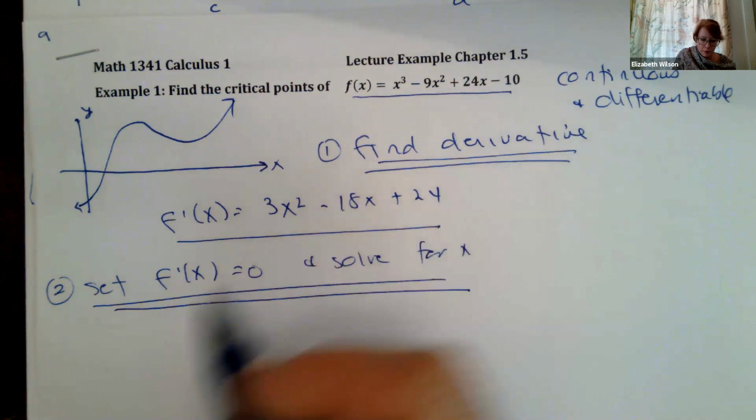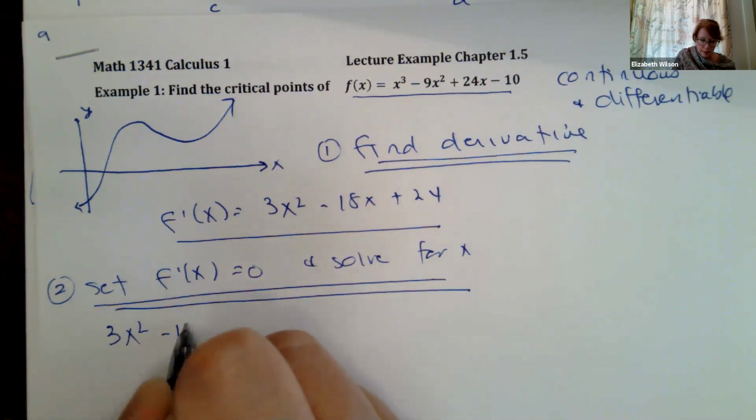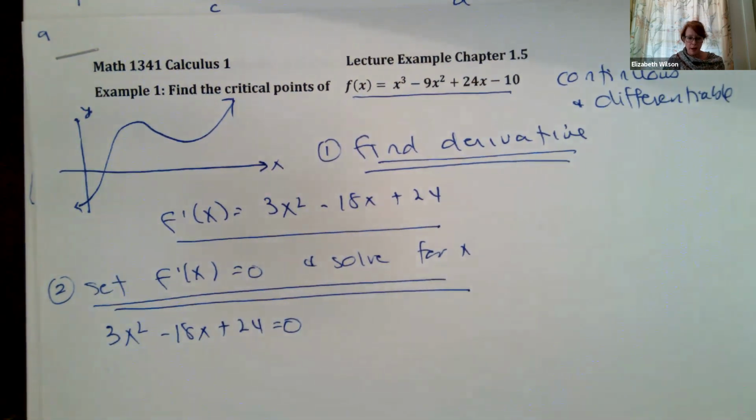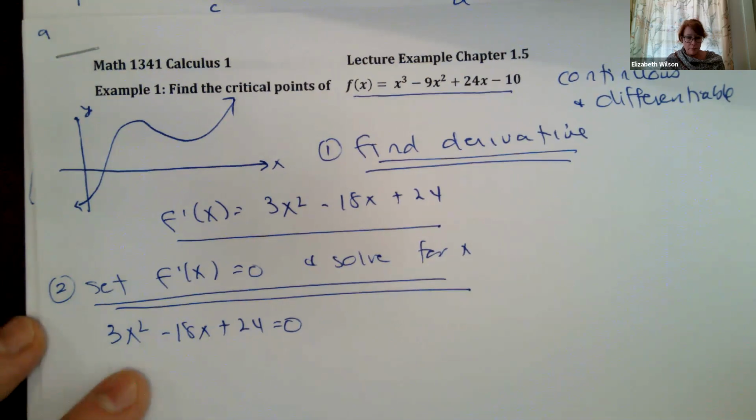Now, you're going to go 3x squared minus 18x plus 24 equals 0. I don't care how you solve for x, okay? You want to guess and check, you want to factor, you want to do quadratic formula. You could also plot this out on your calculator, okay?